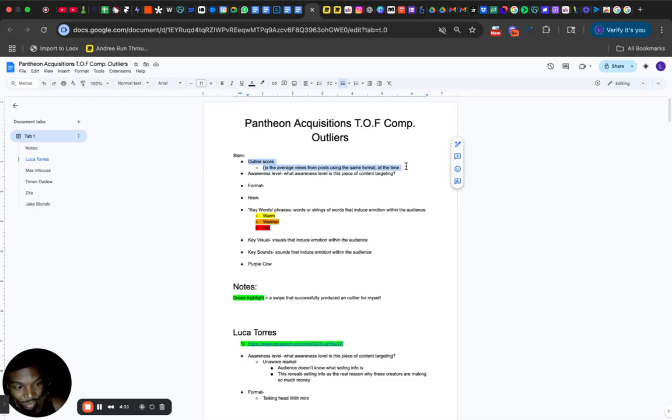So you study this one. But that literally makes no sense when you understand that different formats perform differently, right? Because on one end, you have one format that has 100,000 views, but it's performing 10 times better than its average. Versus this format that has 300,000 views, but it's only performing 3 times better than its average, right? So when I'm comparing outliers, I compare average views from posts using the same format. You have to compare format to format, right?